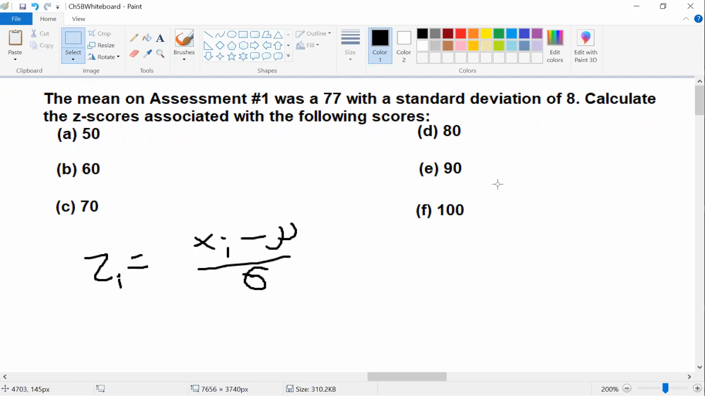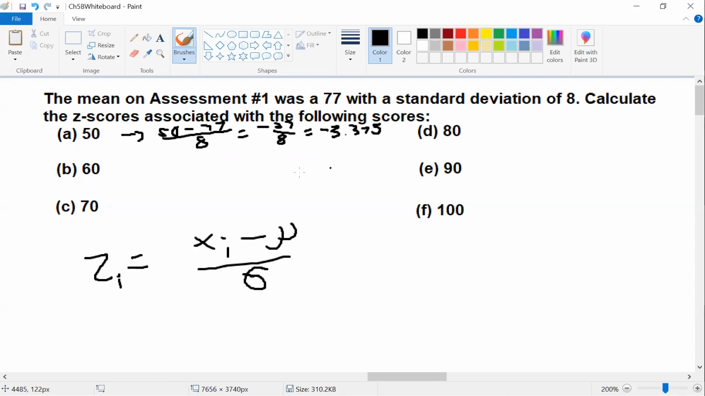Does anyone need more time? All right, let's go through. Calculations all going to be the exact same. The only thing that changes are our xi's. So this one, our xi is 50. Our mu is 77. We divide the whole thing by 8. So in this case, we have negative 27 over 8, which I believe is negative 3.375.